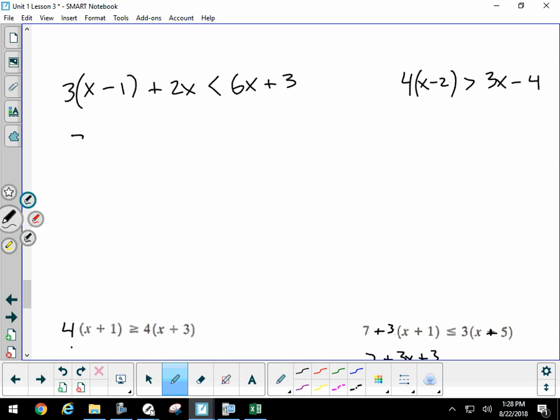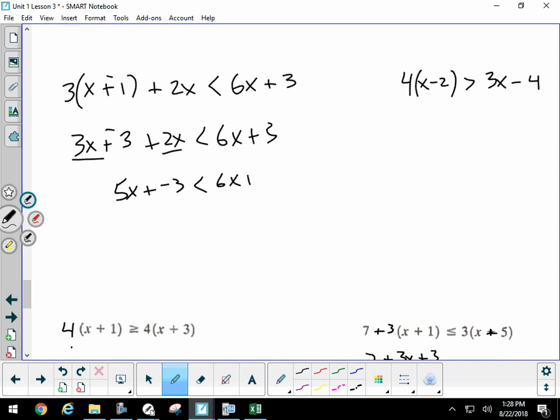A couple more. We can distribute. I would probably change this to plus and negative. Same rules apply. If you have terms on the same side, I'd advise you to combine. Subtract the 5x's from both sides, or add negative 5x's. I have a negative 3 left over. I have an x plus 3. I then can subtract the 3. When I subtract the 3, I get negative 6. X is bigger than negative 6.